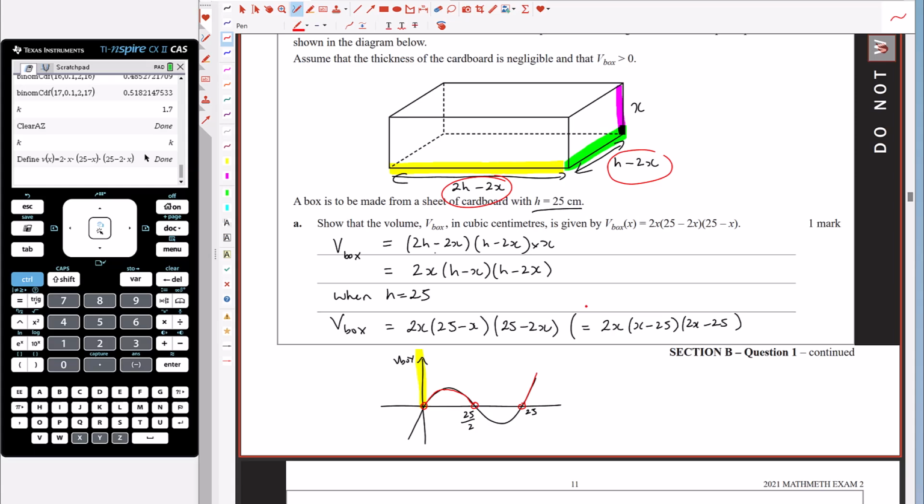For example, if you put x equals 30 into this function, you're going to get two negative side lengths, negative 5 and negative 35. When they multiply together, you're overall getting a positive volume, but it's impractical. It doesn't make any sense. So we're not looking at this bit over here at all.